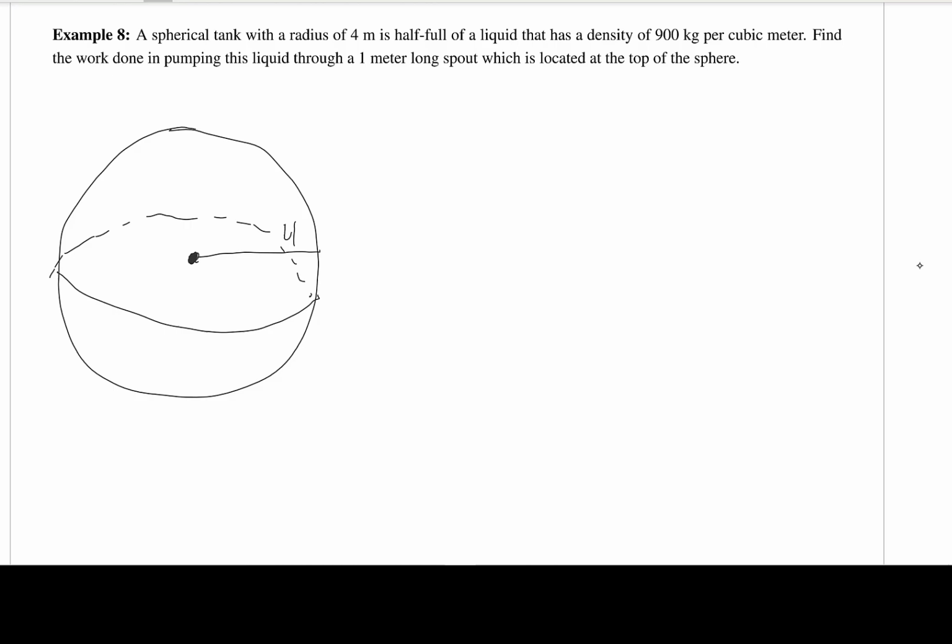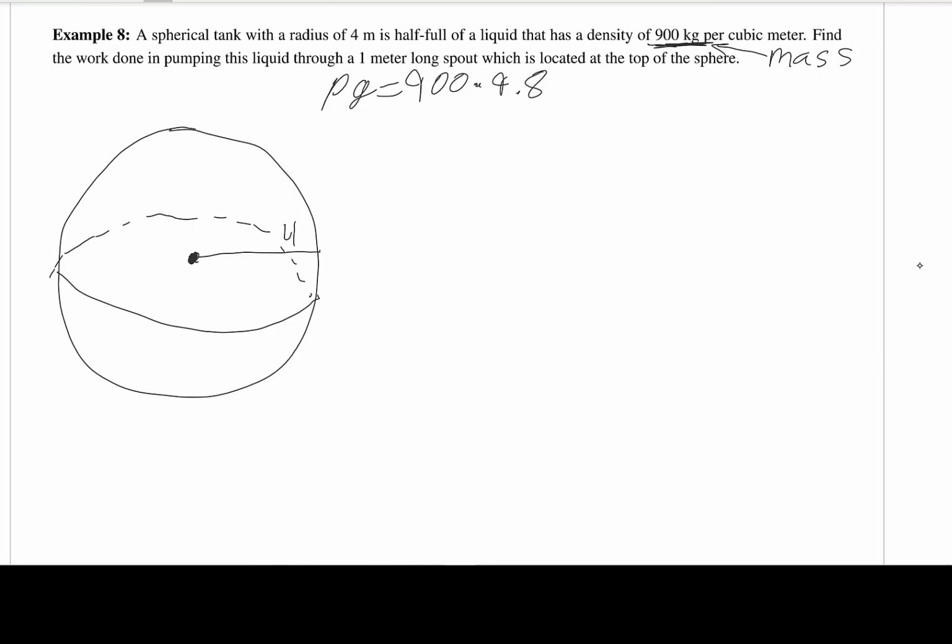All right. Now, we're also told that it is half full of a liquid that has a density of 900 kilograms. Since this is a mass, I need to multiply that by 9.8 to get my weight density. So let's go ahead and mark down rho g. Our weight density is equal to 900 times 9.8.